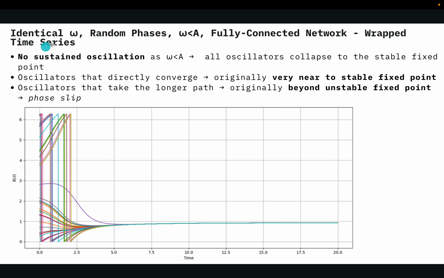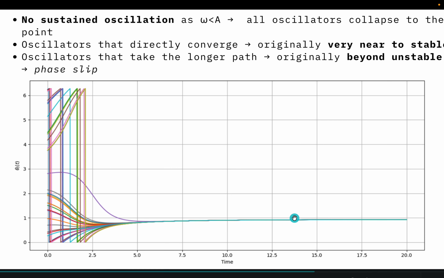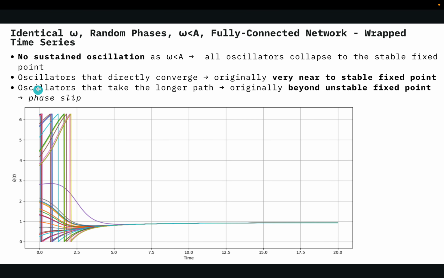This is fully connected, identical omega, random phases. So of course in this case we have no sustained oscillations, because omega less than a, it's not surprising. So all oscillators collapse to the stable fixed point. Of course this is where they finally collapse. So this is the stable fixed point, roughly around 1 it appears. Now how to figure out what's the unstable fixed point? It's very easy actually, because if you know the stable fixed point, if you know sine inverse of omega over a, then you can find pi minus sine inverse of omega over a. Remember the other fixed point was just pi minus this.